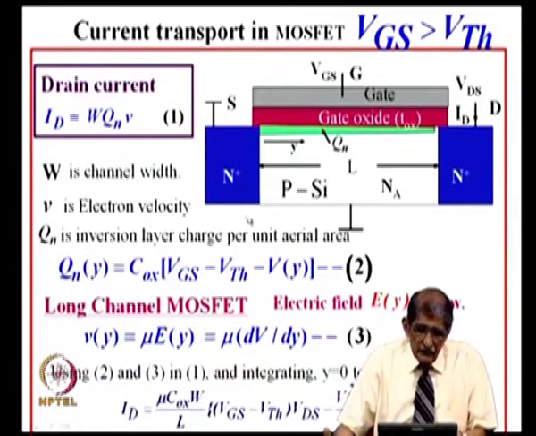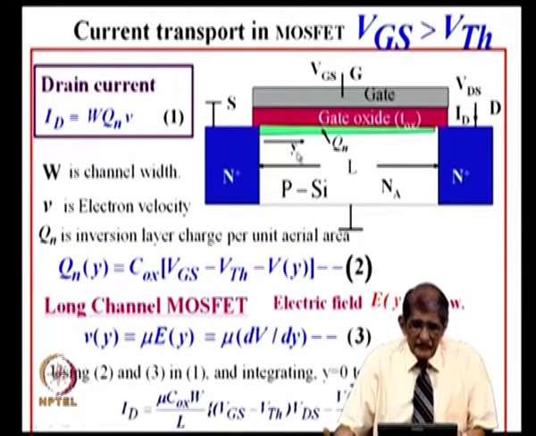Now, what is the velocity at any point? Velocity at any point is equal to mobility into electric field, that is Ohm's law. So, I can write electric field magnitude as dV by dy, y is in that direction. Okay. So, mobility into electric field is mobility into dV by dy, that is equation number 3.